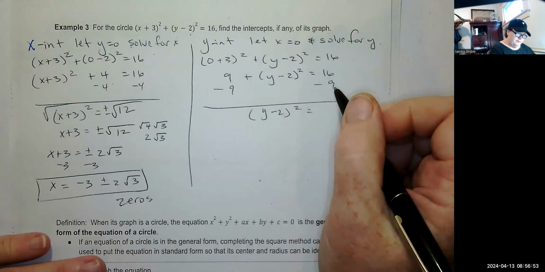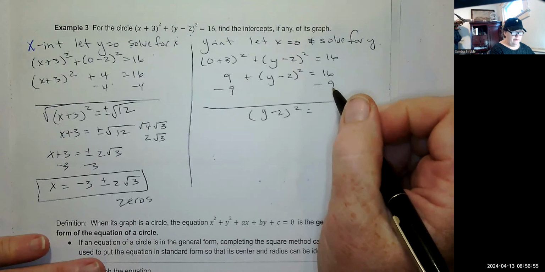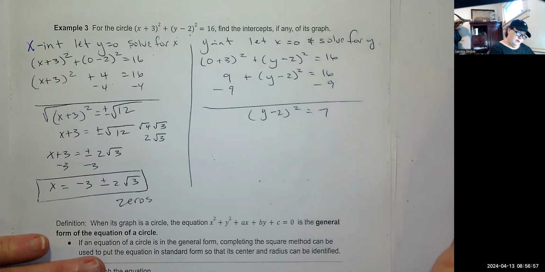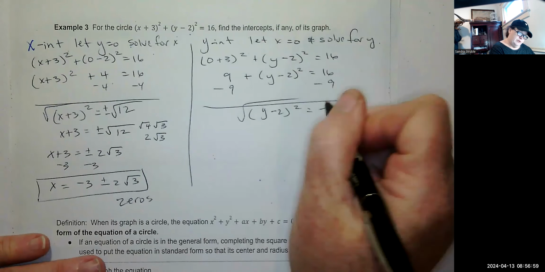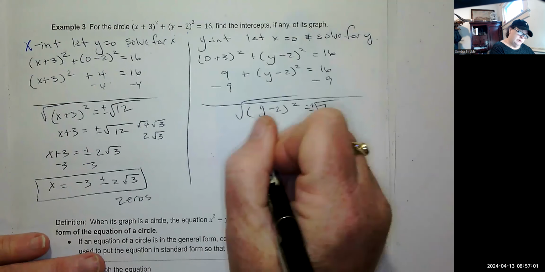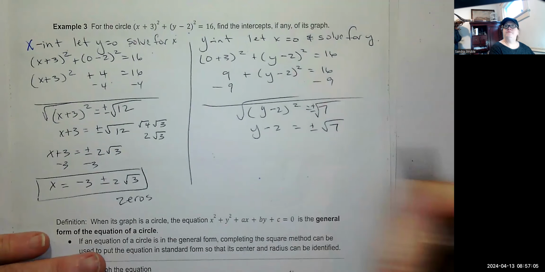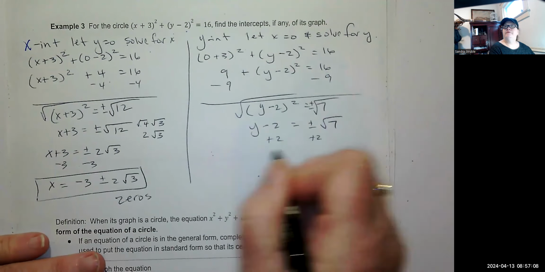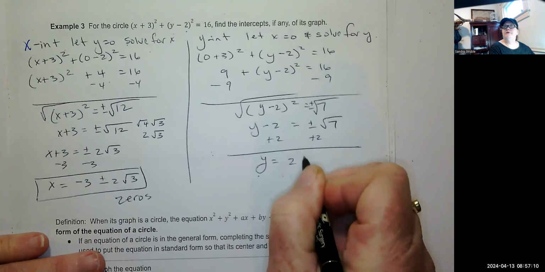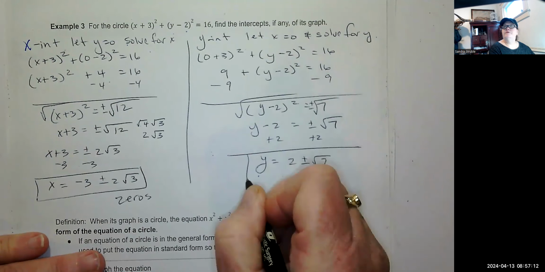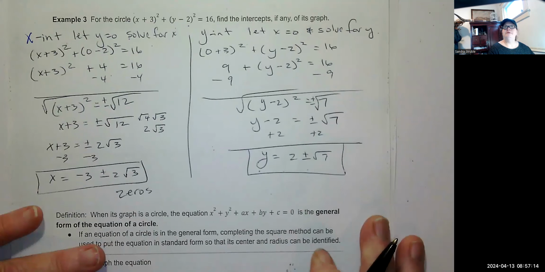16 minus 9, 7. Yeah, 7. All right, so take the square root of both sides, plus or minus the square root on the right. Y minus 2 equals plus or minus the square root of 7. Add 2 to both sides. Y is equal to 2 plus or minus the square root of 7. So there are our two y-intercepts.